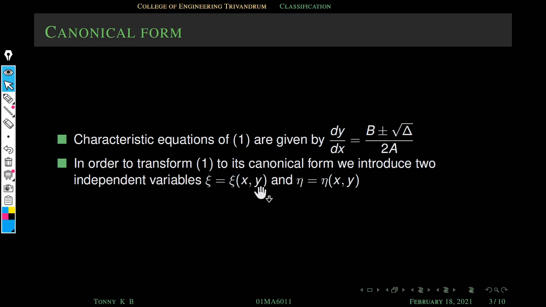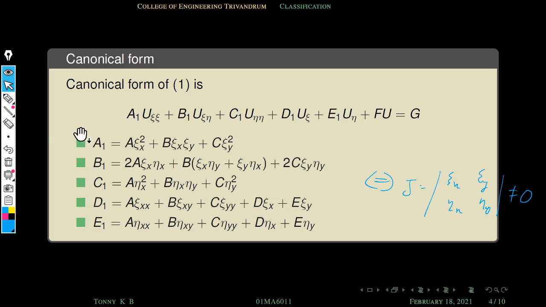Independent means their Jacobian is non-zero. The Jacobian is the determinant of psi x, psi y, theta x, theta y, and it is not equal to 0. These two are equivalent statements. Independent means one of them is not a multiple of the other, or you can easily check whether the determinant is 0 or not. If it is non-zero, then they are linearly independent. This determinant is called the Jacobian of these two functions.